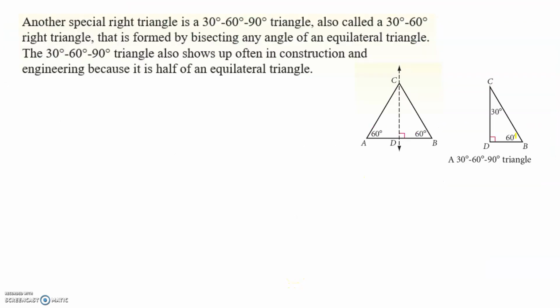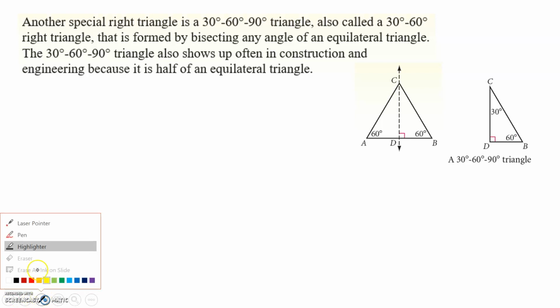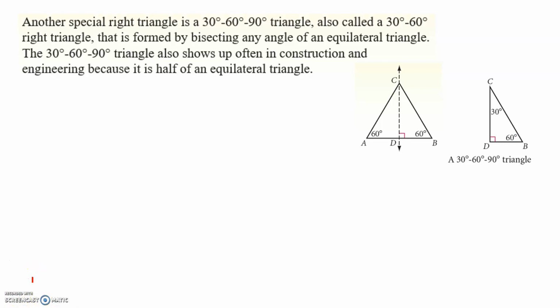Okay, next example. So in this case, you have another triangle. So this is our second special right triangle. This is a 30, 60, 90 degree triangle. They say it's also called a 30, 60 right triangle. I usually call it 30, 60, 90. So again, they say in construction and engineering, it is important. So look at what they have.